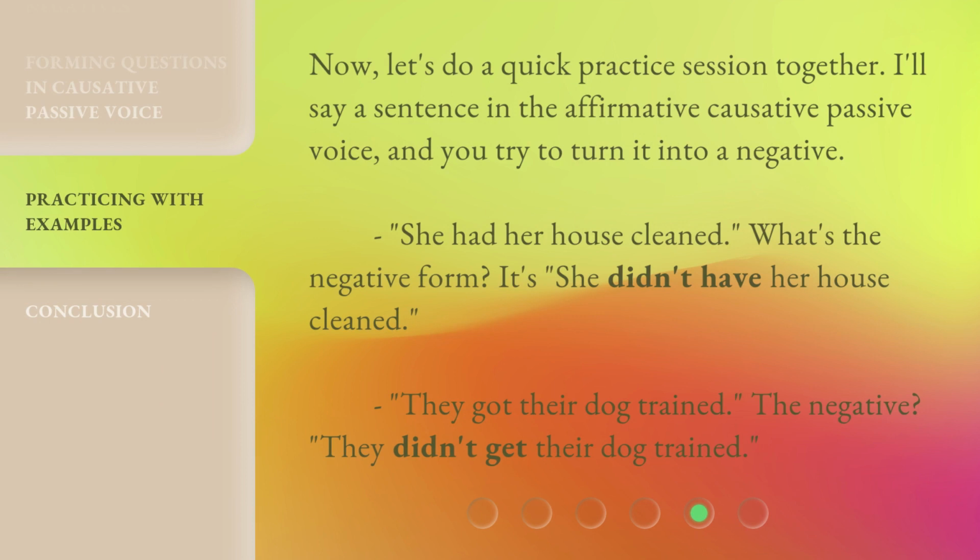Now, let's do a quick practice session together. I'll say a sentence in the affirmative causative passive voice, and you try to turn it into a negative. She had her house cleaned. What's the negative form? It's, she didn't have her house cleaned. They got their dog trained. The negative? They didn't get their dog trained.